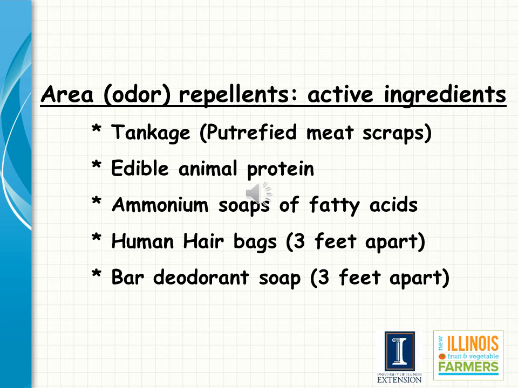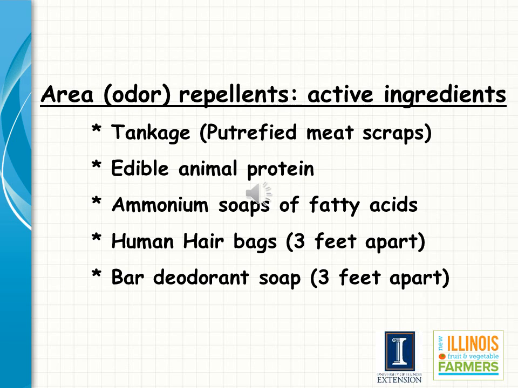Another type of repellent is referred to as an area or odor repellent. Area repellents work by causing the deer to be afraid of the area because of the odor. The odor produced smells very similar to that of a predator. Edible animal protein, sold under the trade name Plant Skydd, and another active ingredient, ammonium soaps of fatty acids, have had fair to good results in reducing damage from browsing.